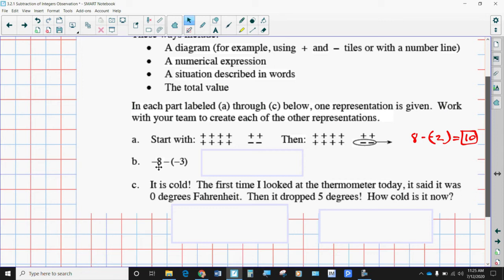Here we started with -8, and then we tried to take away 3 negatives. Now, if you start with 8 negatives, you can take away 3 negatives, right?